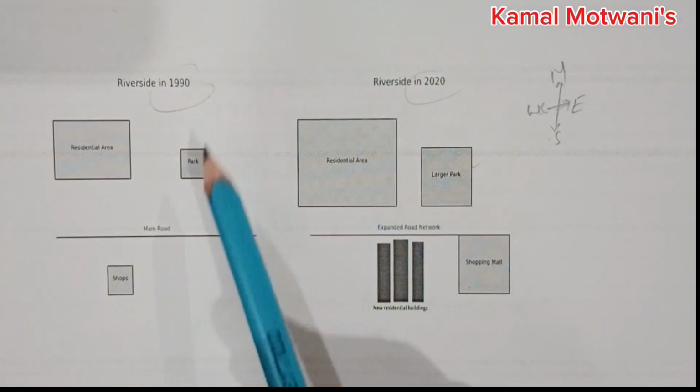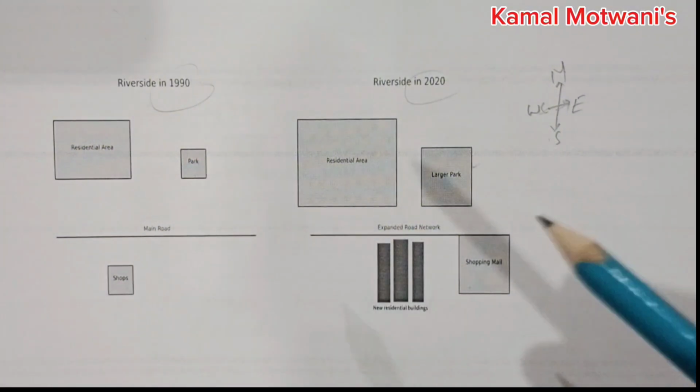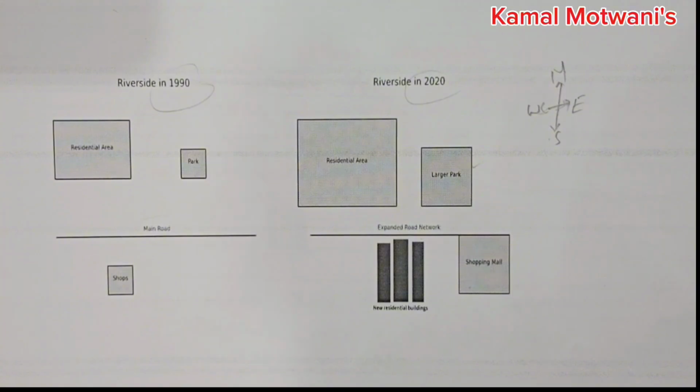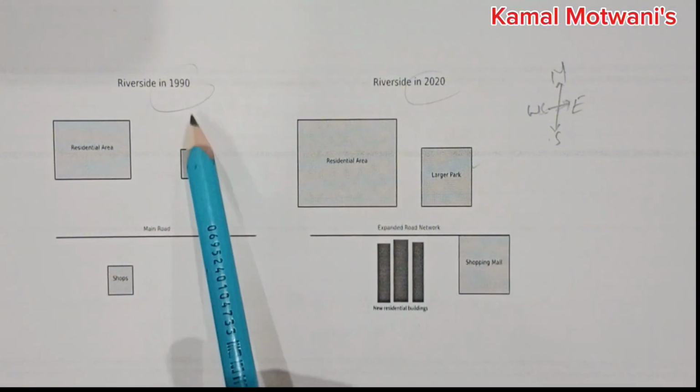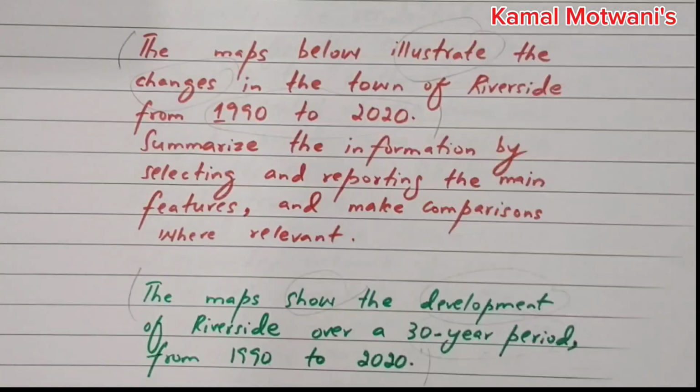Across the road in 1990 there were so many shops, but after 30 years of development, in 2020 there were new residential buildings and a big shopping mall. So see, there are these major changes which we have to write superficially in the overall view, which gives the overall view of this whole map with the particular fluctuations or shifts or changes that have happened over the period from 1990 to 2020. Let's see how I have written the overview of this map.